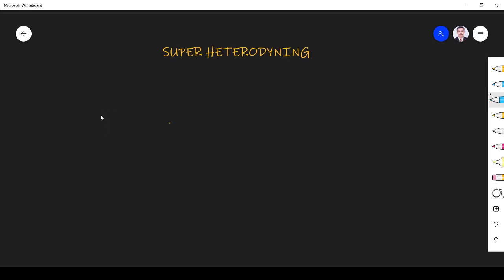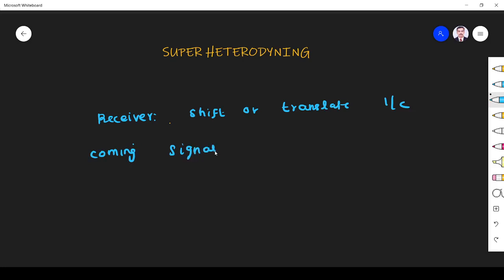Whenever we study communication engineering, especially about receivers, we always shift or translate the incoming signal frequency. What is the incoming signal of any receiver? It is a modulated signal. The modulated signal has a very high frequency in the RF range because we modulate with the carrier, which is a very high frequency signal.